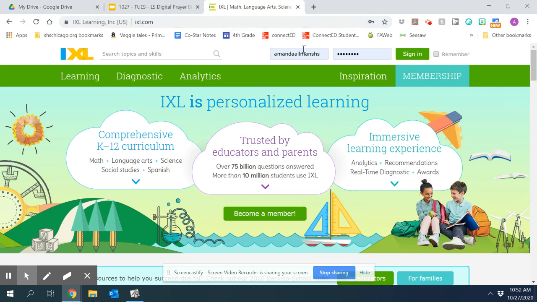Then type in your username and password. Your teacher should have given it to you, but in general, it's just your first name, last name without a period, and then 2025.